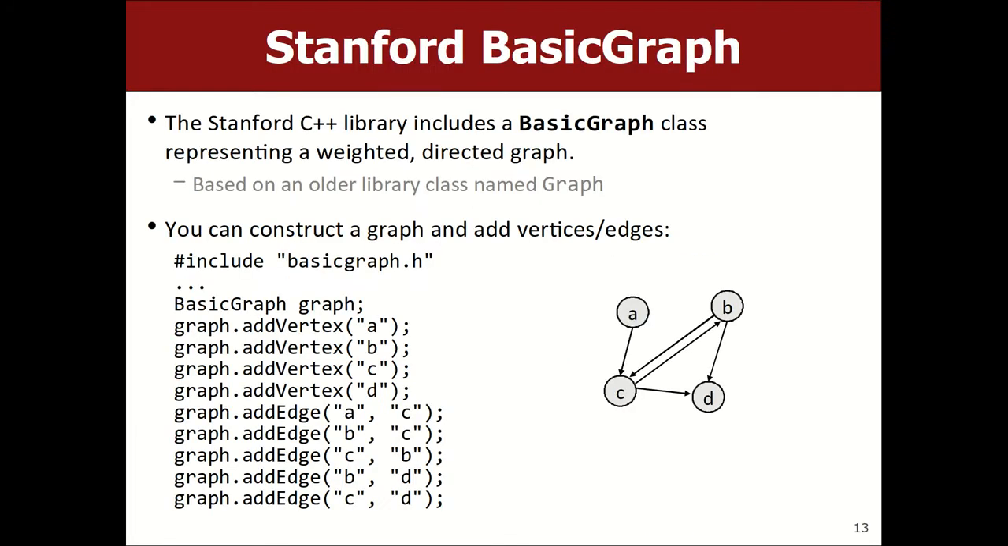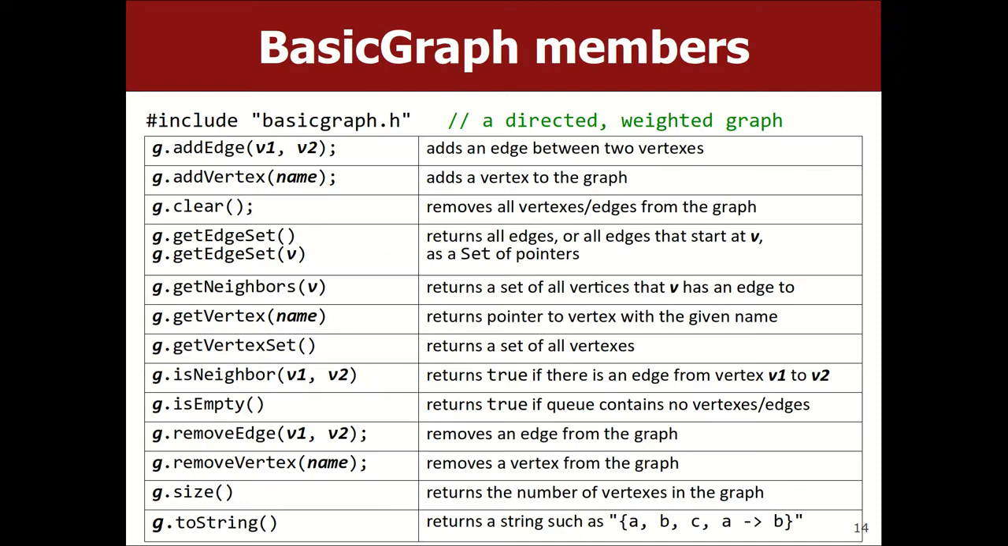Anyway, that's a basic graph. You can include basicgraph.h. Here's some of the methods a basic graph has. It's fairly self-explanatory. You can add vertices and edges. You can remove all of them. You can ask for all the edges and loop over them. I think this returns a set of edges here. You can ask for the neighbors of a given vertex. Who are the vertices that you could reach directly via an edge from this vertex? There's a bunch of other things. Are these two vertexes neighbors of each other, et cetera? You can add and remove. You can print the graph out, and it'll print all the vertexes and stuff.